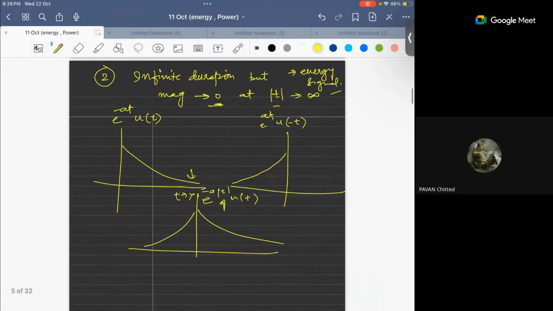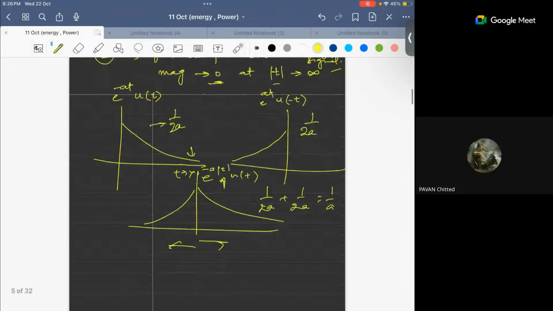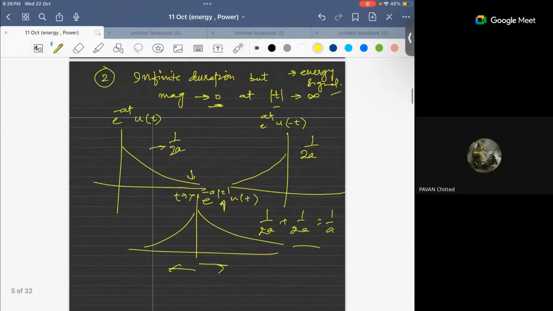For this we have already discussed that 1 upon 2a is the energy, here also 1 upon 2a, and here 1 upon 2a plus 1 upon 2a, so it is 1 upon a, because this is a non-overlapping signal. You can see that, right? The positive side is totally different, starting from 0 to infinity, and the negative side is from minus infinity to 0. So there is no overlapping, so that's why you can add it. If there is overlapping, you can't simply add the energies.